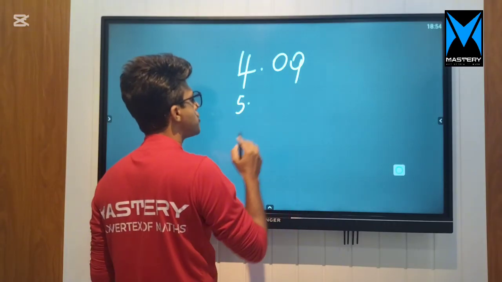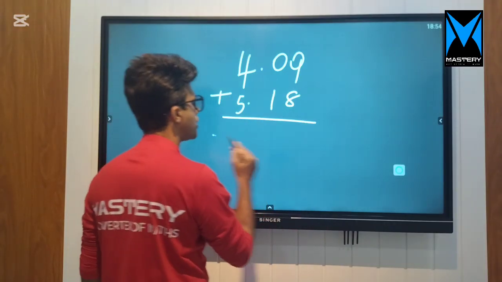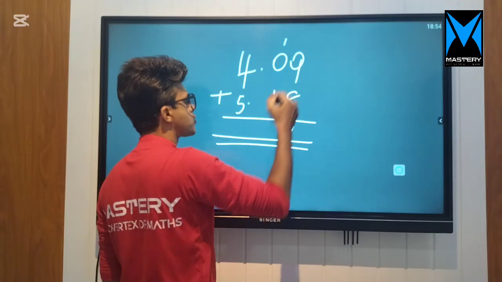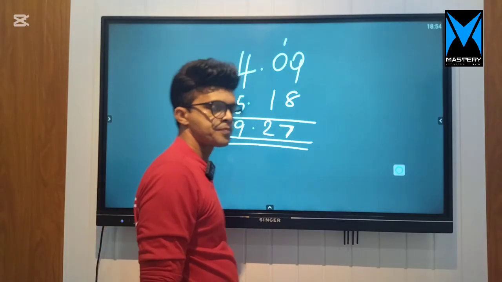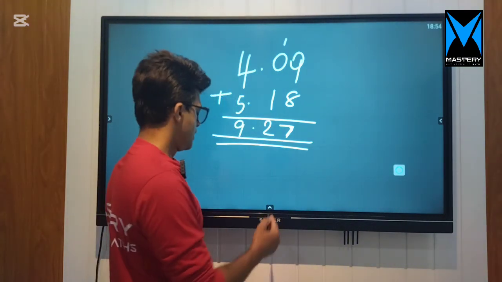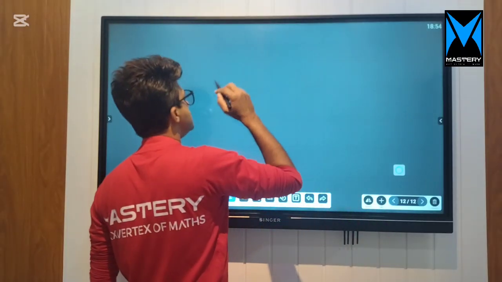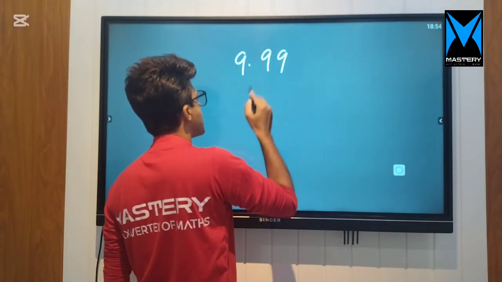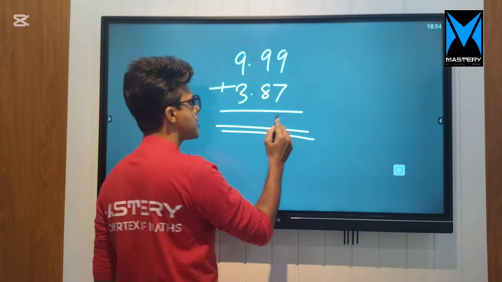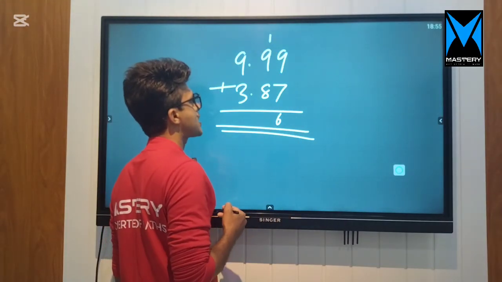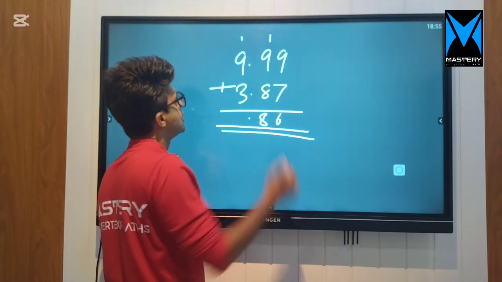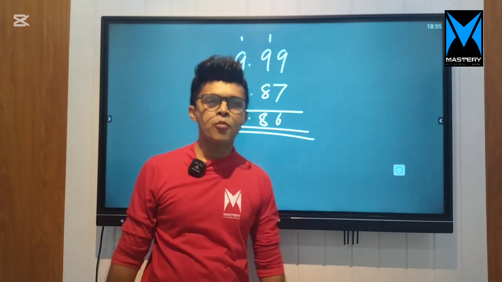4.0009 plus 5.18. How can you add these decimal numbers? 9 plus 8, 17, remain is 1. 1 plus 1, 2. So 4 plus 5 is 9. The answer is read as 9.27. How can you add this type of one? 9.99 plus 3.87. 9 plus 7, 16, remain is 1. 1 plus 9, 10 plus 8, 18, remain is 1. Then that one can be added here. 1 plus 9, 10 plus 3, 13. So the answer is 13.86.